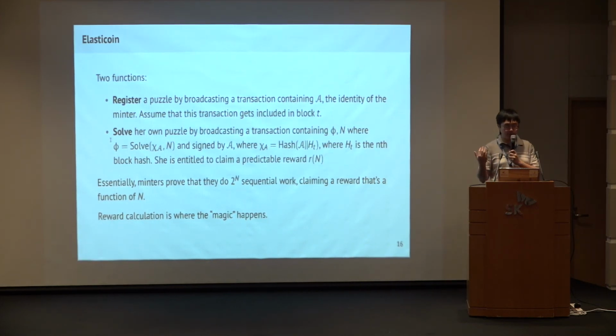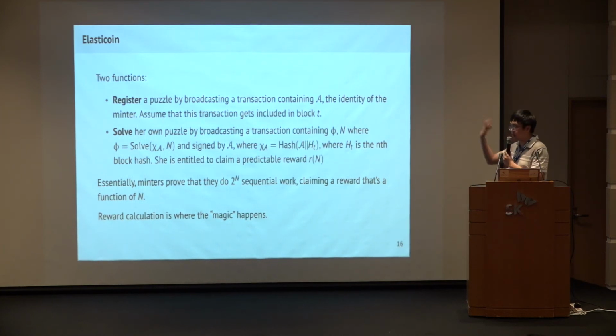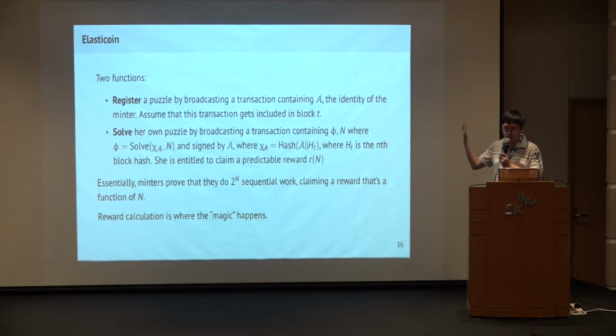Now, once this puzzle is registered, A, the minter, will be able to compute this value chi_A, which is the hash of its own identity with the hash of the block in which the puzzle was registered. So the idea is that chi_A cannot be computed until the transaction is confirmed in the blockchain. Once that happens, A will start solving the puzzle with a difficulty parameter n. So it can only start once the puzzle is registered, and when it finishes solving the puzzle, she can broadcast another transaction to claim a reward R of n. So this scheme essentially rewards people for completing a certain amount of sequential work.